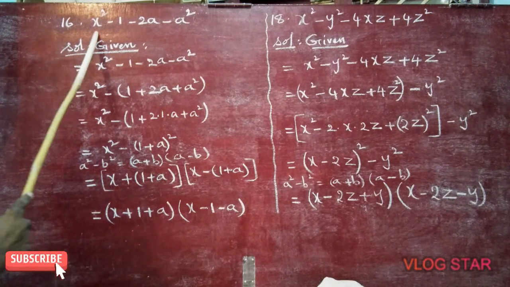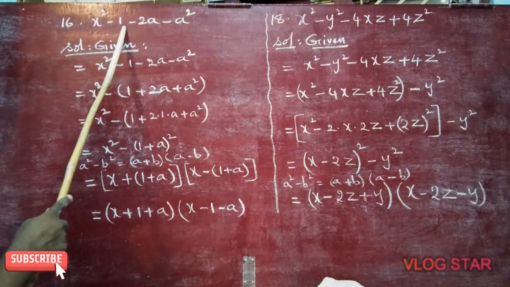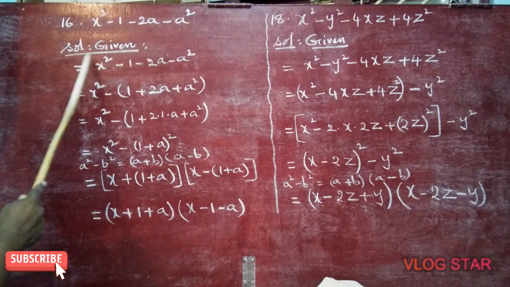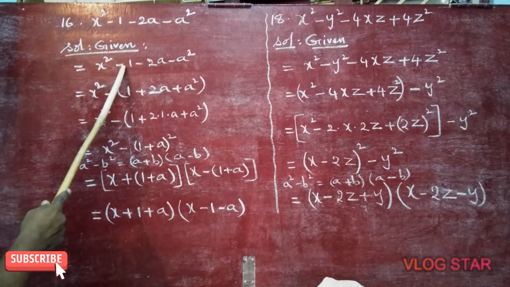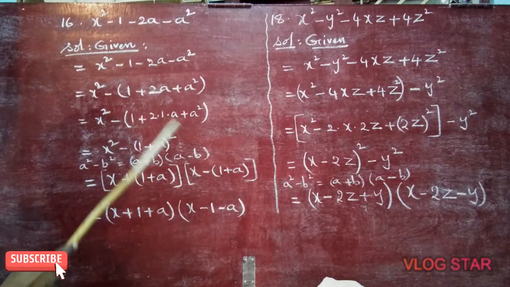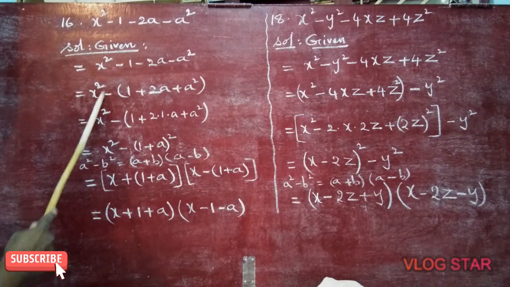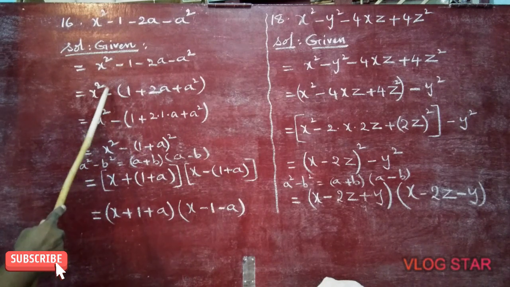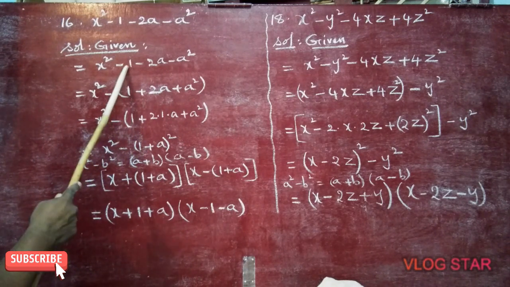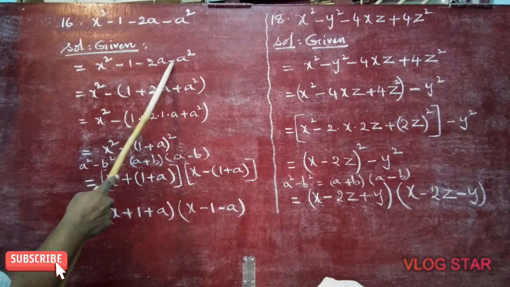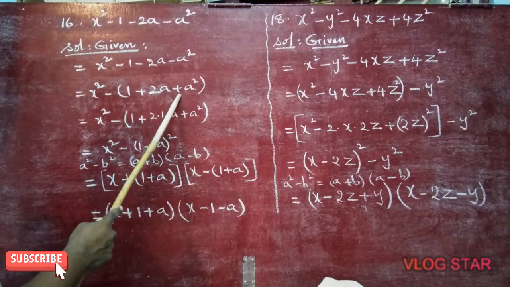Problem: x² − 1 − 2a − a². Solution given: x² − 1 − 2a − a². x² as it is, right? Take minus common in these three terms. If you take minus, the signs become quite opposite. Minus 1 becomes plus 1, minus 2a becomes plus 2a, minus a² becomes plus a².